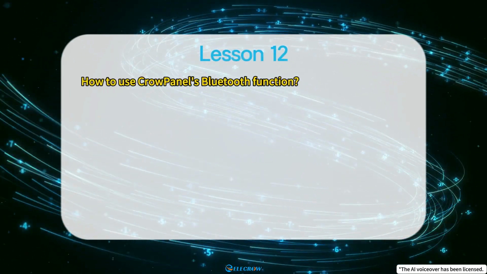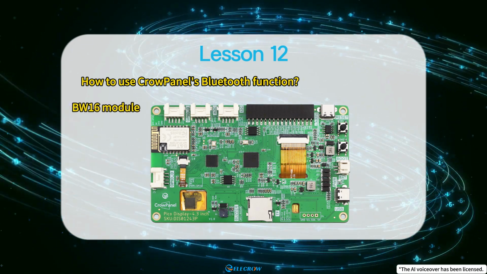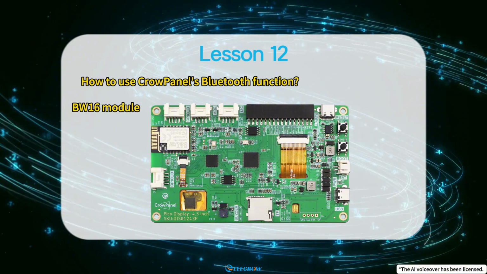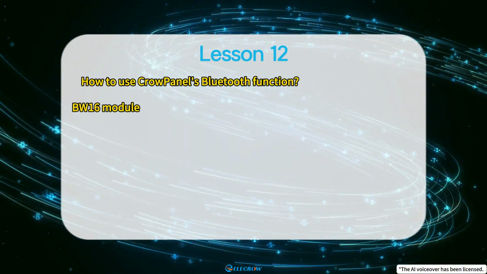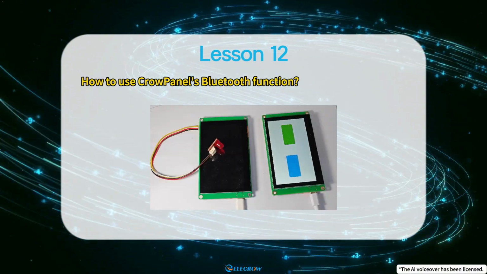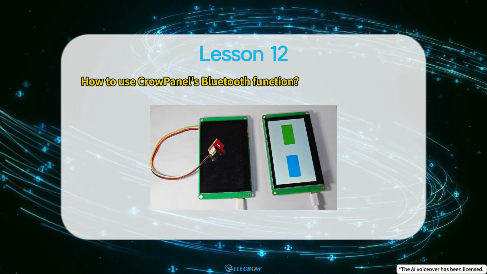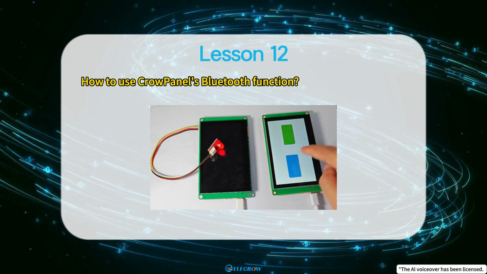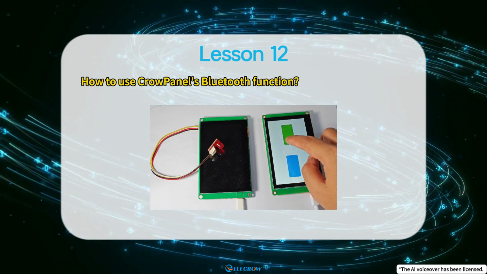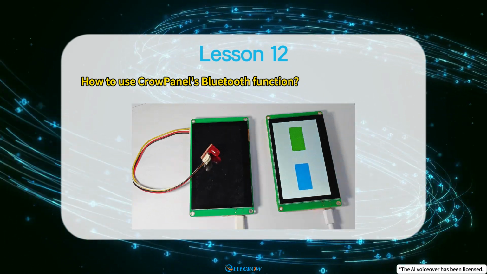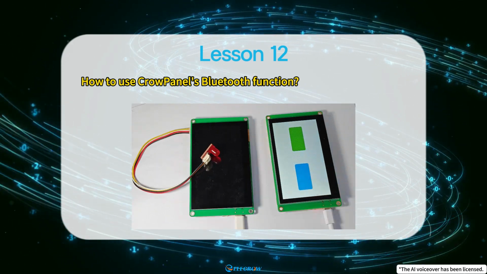In this lesson, we will explore how to utilize the Bluetooth capabilities of the CrowPanel Pico to communicate with other devices. Let's get a sneak peek and see it in action. When you click the green button on the right screen, the LED on the left screen lights up. When you click the blue button, the LED goes off. The two screens successfully communicate via Bluetooth and control the LEDs of the slave device.